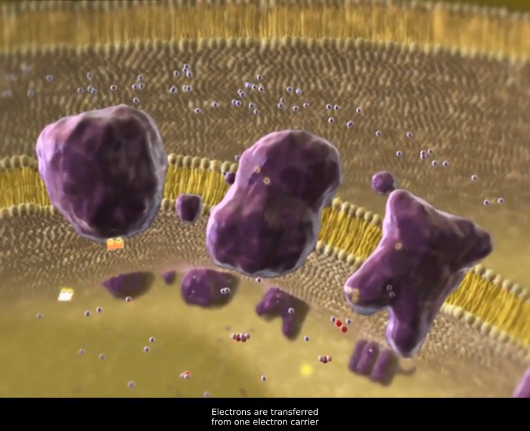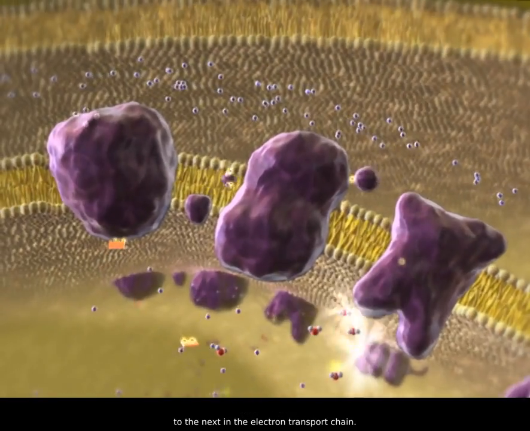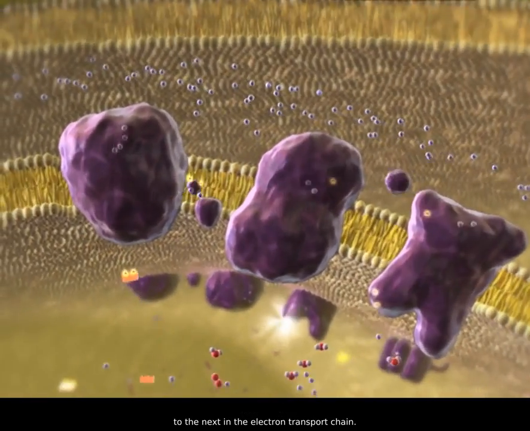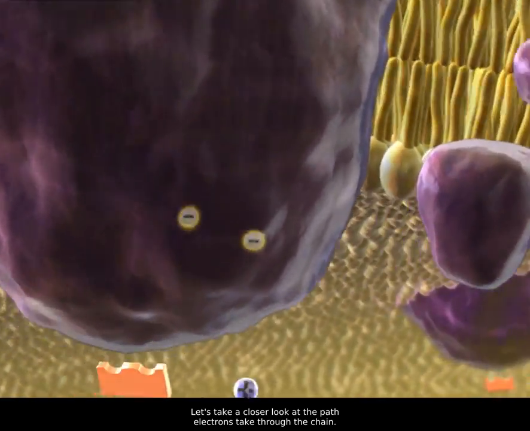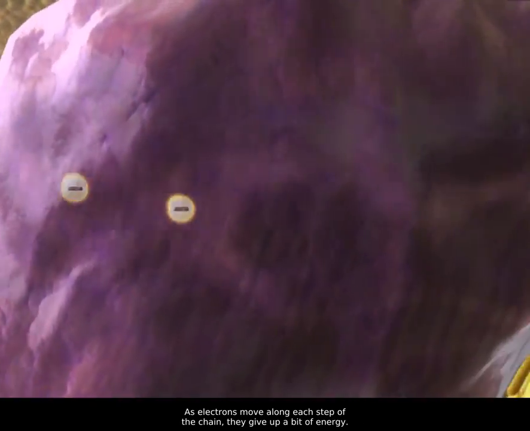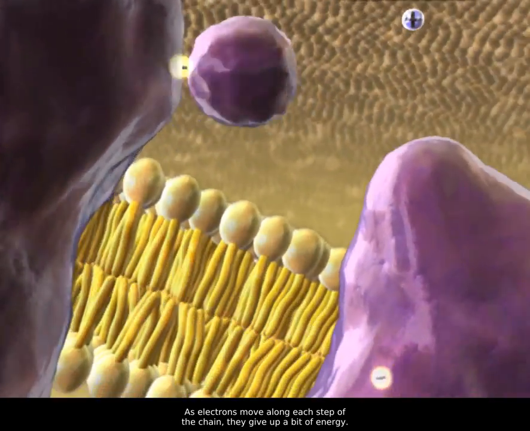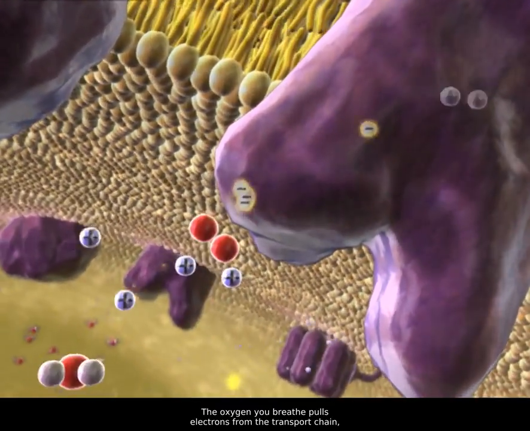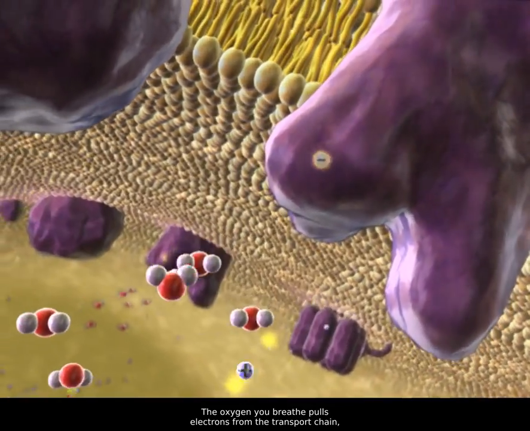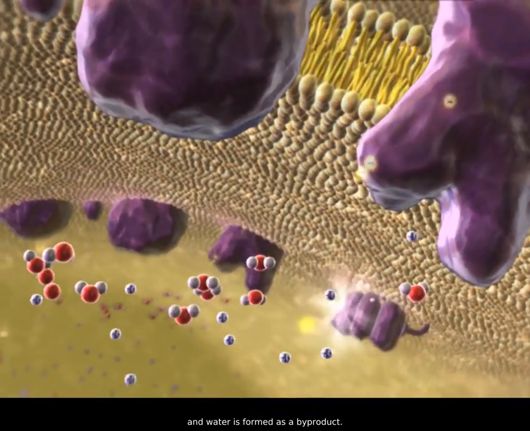Electrons are transferred from one electron carrier to the next in the electron transport chain. Let's take a closer look at the path electrons take through the chain. As electrons move along each step of the chain, they give up a bit of energy. The oxygen you breathe pulls electrons from the transport chain, and water is formed as a byproduct.